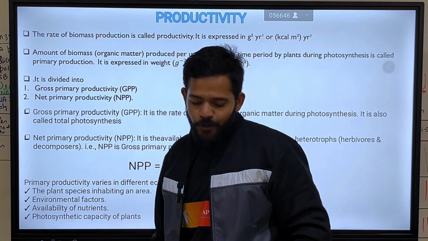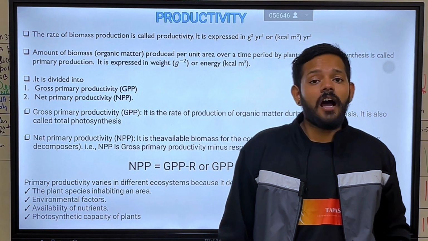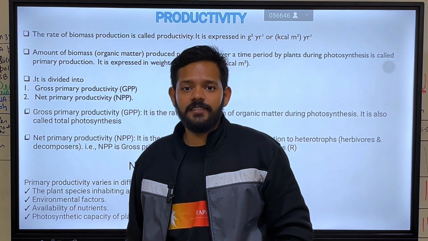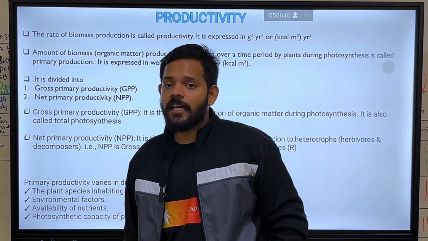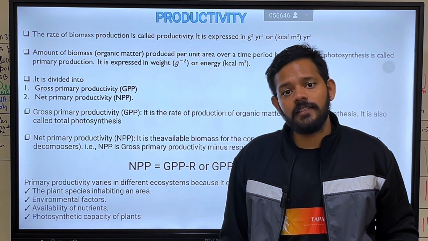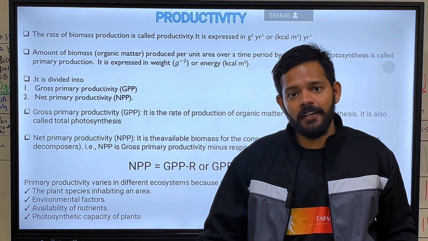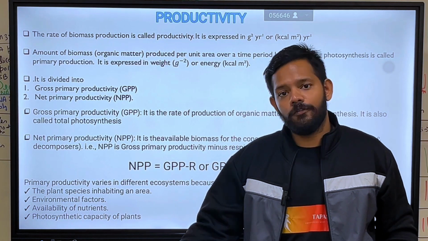Then there is the availability of nutrients, which means the soil. We are talking about the soil and the water also. How mineralized the soil is, and how many types of minerals are present. High mineral content means high productivity. Low mineral content in the soil means low productivity. Highly fertile soil means high productivity. Low fertile soil means low productivity.